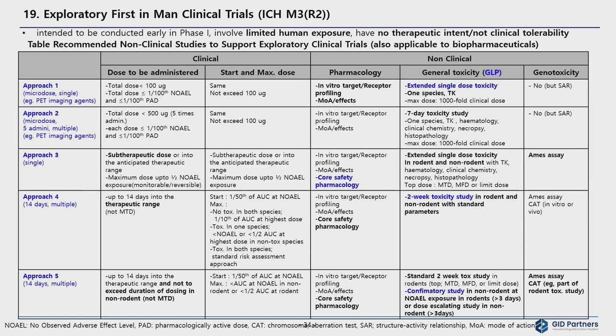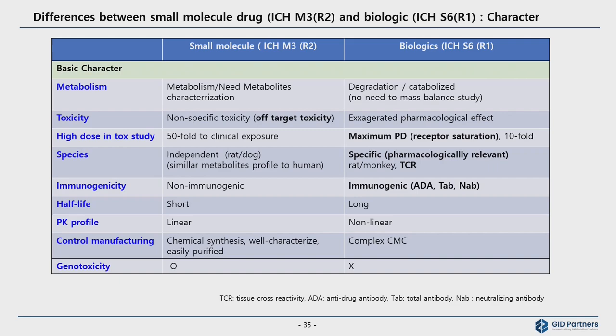And what sort of non-clinical study should be done for that purpose? A safety pharmacology study has to be done to get the MOA data, or extended single dose toxicity studies. And at 14 days, in two species, you would need repeat-dose toxicity studies. Genotoxicity studies sometimes would also be required. And maybe the SAL analysis data would also be required.